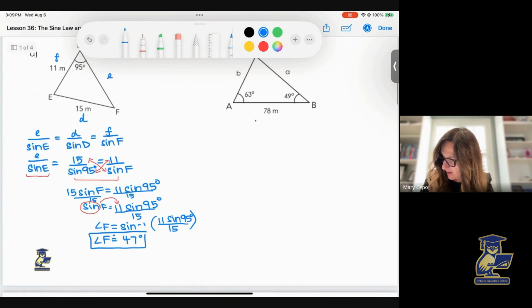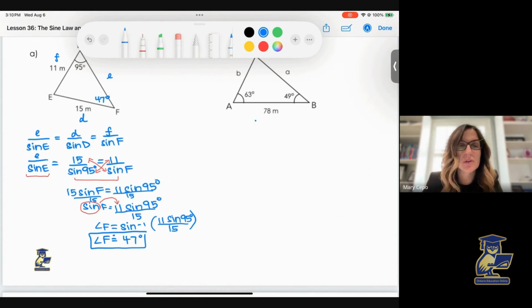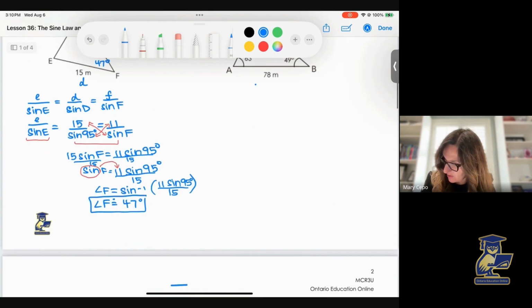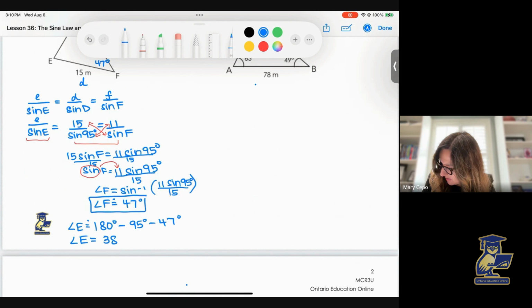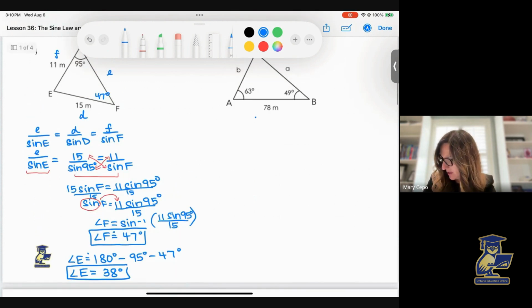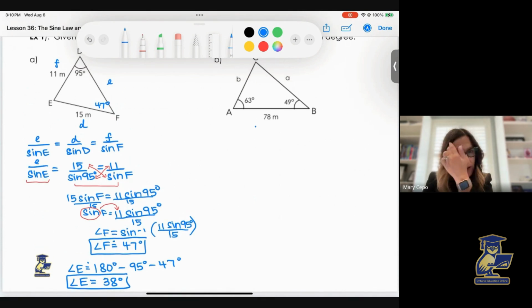Now, if we know that angle F is 47 degrees, we can determine angle E by just using the angle sum of a triangle theorem, and we know that angle E is going to equal 180 minus 95 minus 47. Again, we did round angle F, so angle E would also be rounded to 38 degrees. Okay, so now that we have angle E, we can put that information back into the sine law to solve for side E.